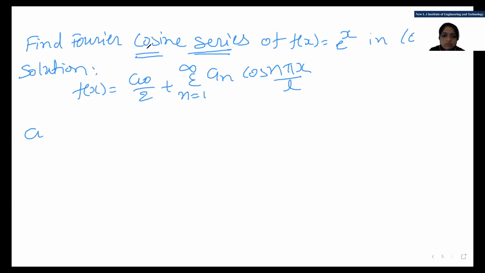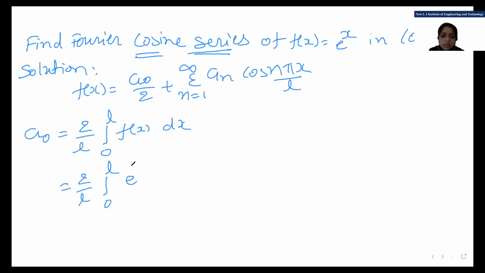So a0, as we want to find cosine series, we have to find a0 and an. So a0, formula of a0 is what? 2 by L, given integral is 0 to L, f of x dx, right? Now L is L itself. So we have to keep L itself, 0 to L. F of x is e raised to x dx. Now the integration of e raised to x is e raised to x. So e raised to x here 0 to L.